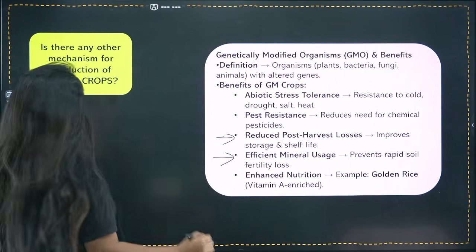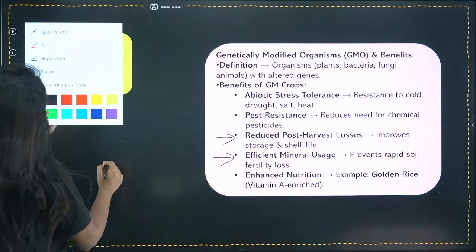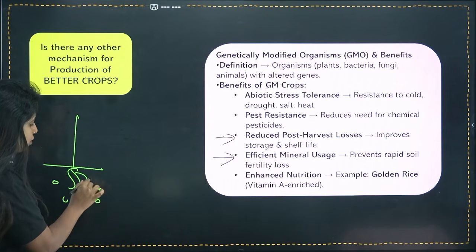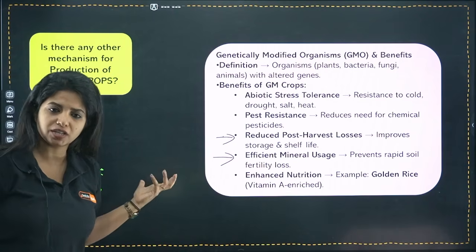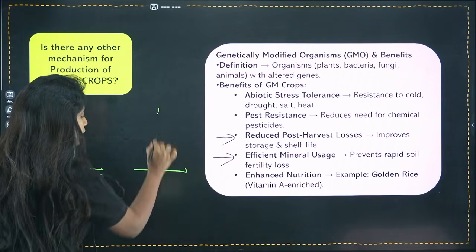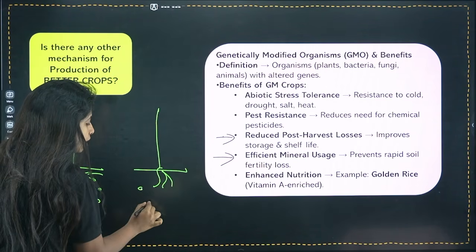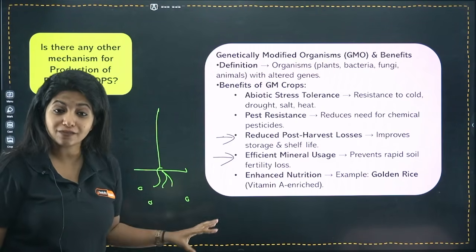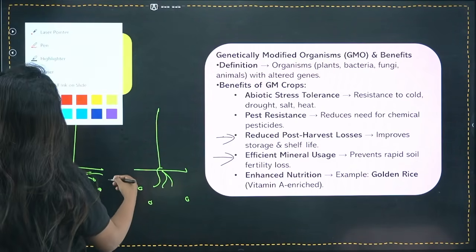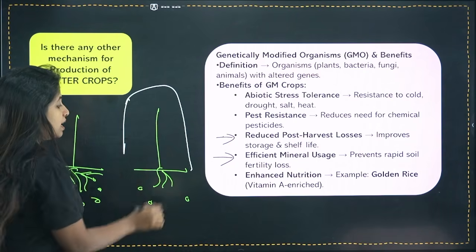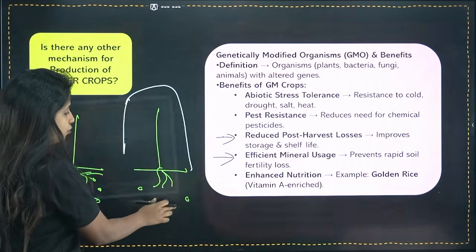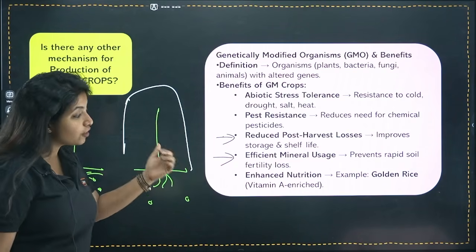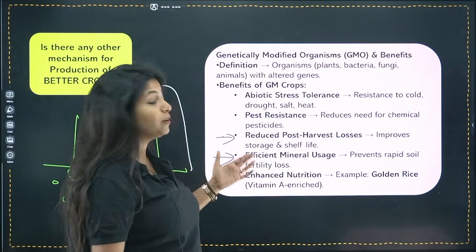That means a plant which is genetically modified. Suppose it was staying in a very nice environment where you had so many nutrients, it could sustain. But generally plants, if you put them in a place where there are fewer nutrients, usually die, right? But in the case of a genetically modified plant, what is going to happen? Even with a little amount of nutrients, it can survive. So efficient mineral usage means it prevents rapid soil fertility loss.